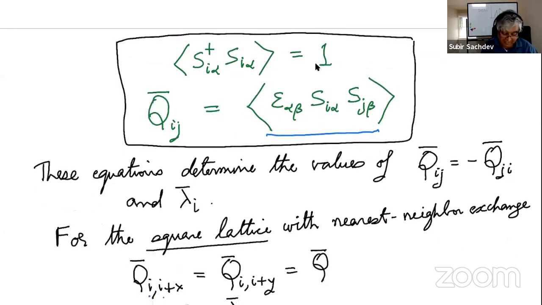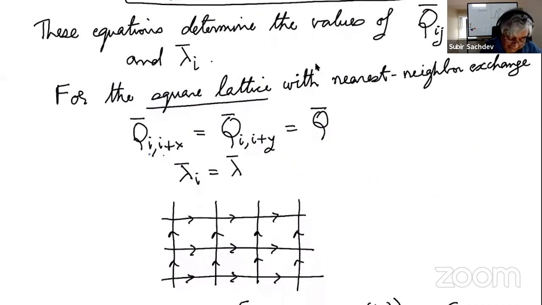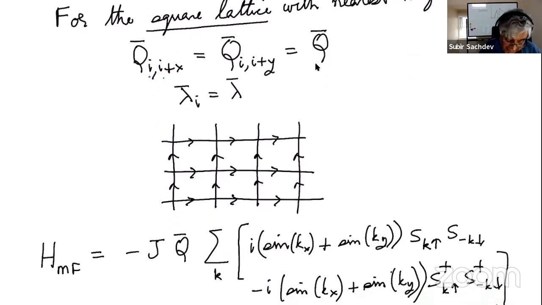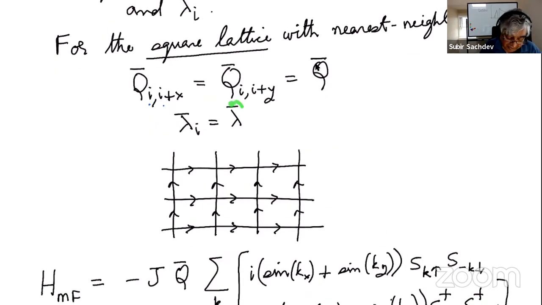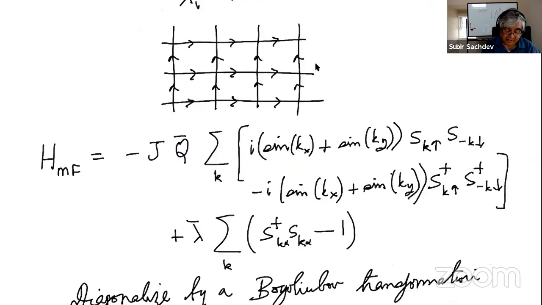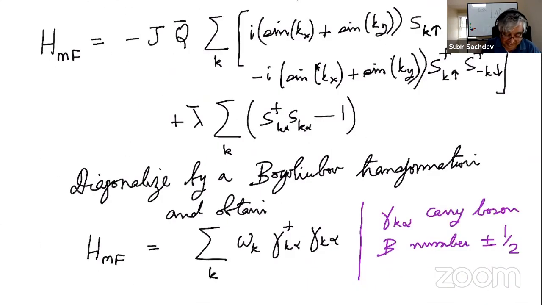I assure you that's been done, including by me and by many other people. And you can work out the values of lambda bar and Q bar for both the square and the triangle lattice, and you get answers. That by themselves doesn't tell you that there could be something wrong.